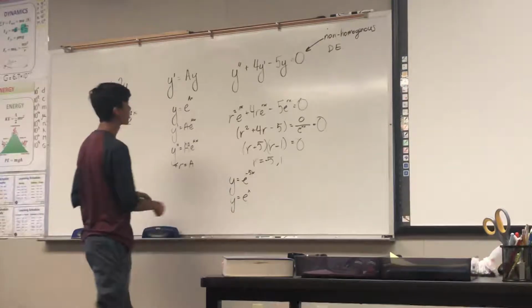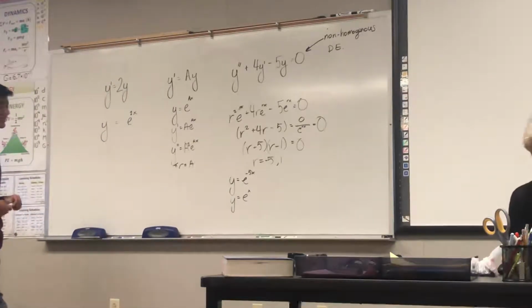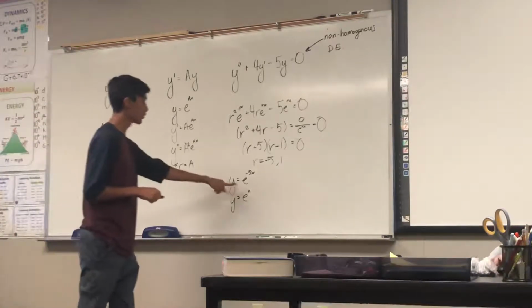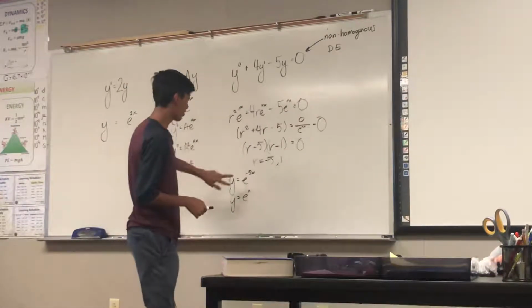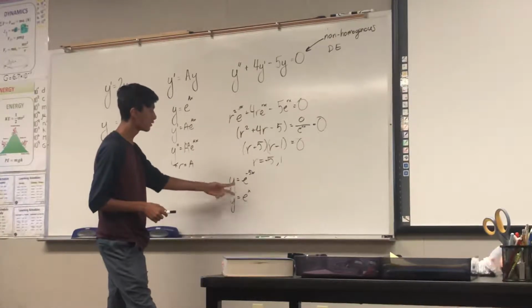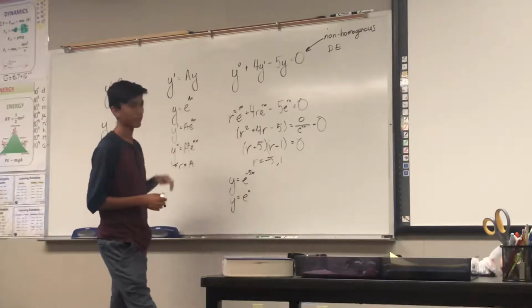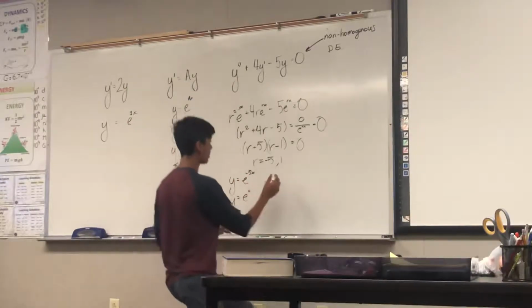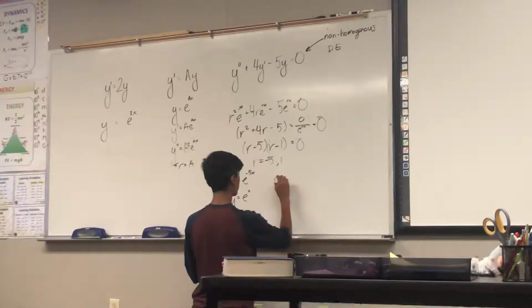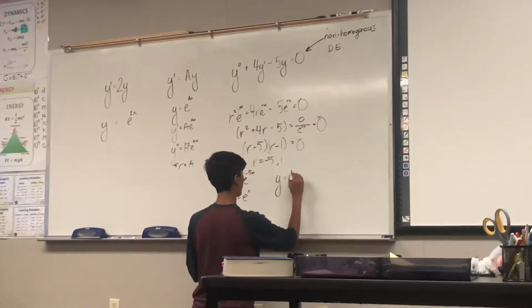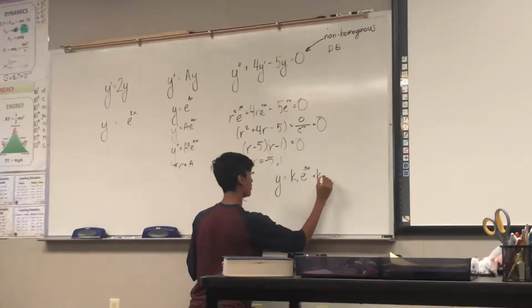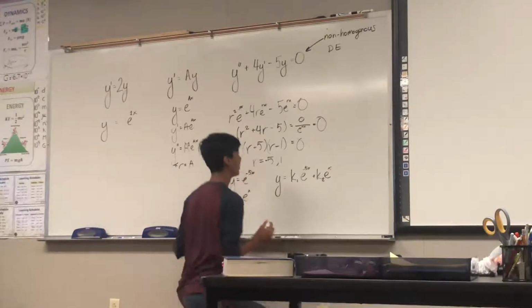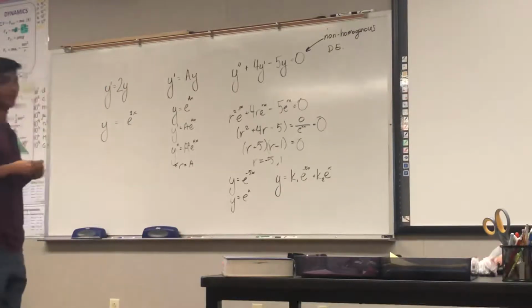But there's this principle called the superposition principle that states that if you have two or more solutions to a differential equation, any linear combination of these solutions is also a solution. So you could write a general solution of y is equal to k1, which is some constant, e to the -5x plus k2 e to the x. And that is your solution.